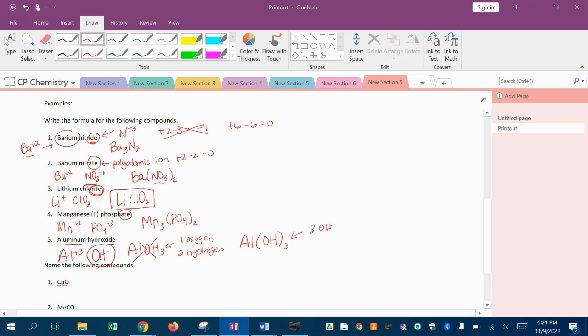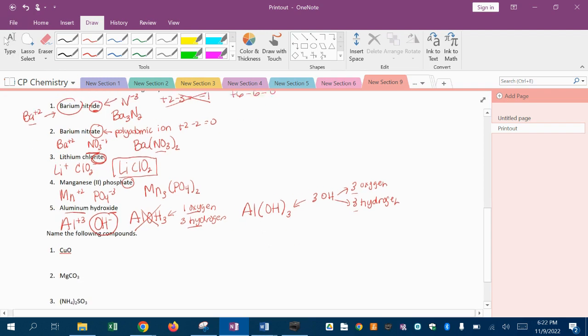Or in other words, another way of thinking about it would be I have 3 oxygens and 3 hydrogens. Notice how that is different than 1 oxygen and 3 hydrogens. Here I have 3 and 3. So make sure you're very careful with hydroxide and using parentheses correctly. So you've got to have the parentheses there.